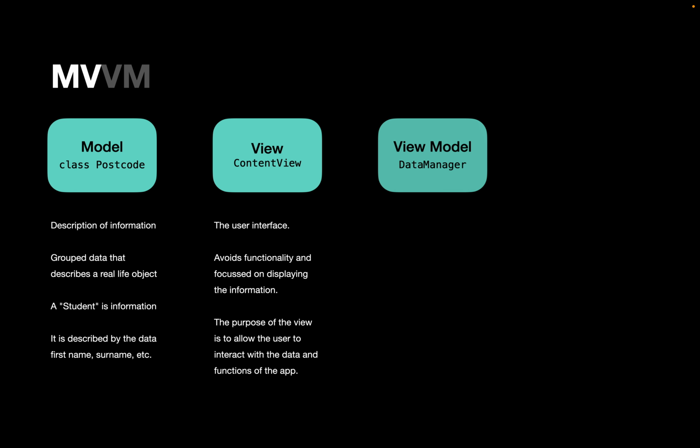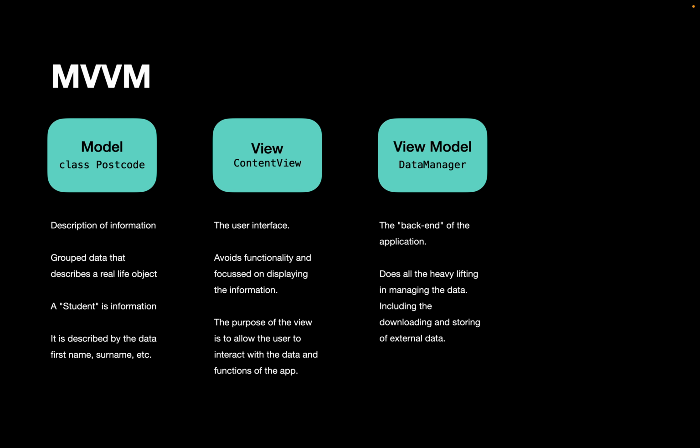It should be sitting inside of the view model. And we generally call this the data manager. And as the name suggests, it manages data. It is the back end of the application, a portion of the app that you just won't see. The user will only be able to interact with the user interface, and it interacts with the data manager to get all the data and functions that run behind the scenes.